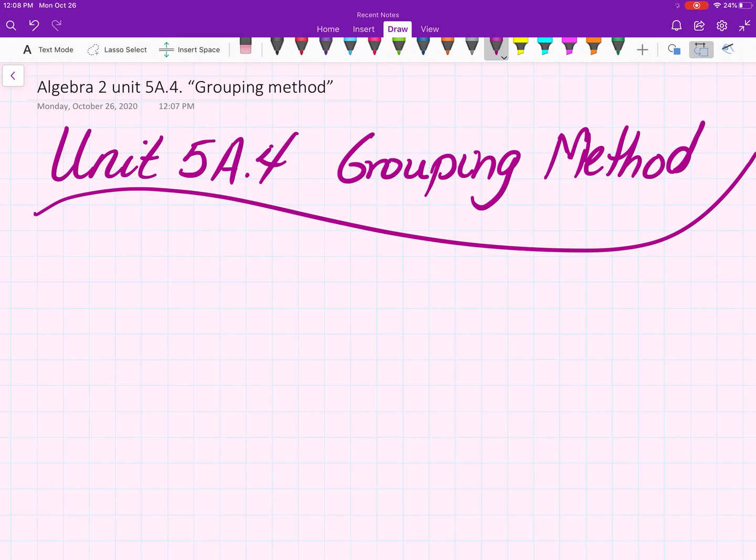Okay, this is the grouping method. This is the one that makes the most sense to me. However, it does have some extra steps that some people don't like. So it's very linear, it's not very visual, and so some people really don't like it, so you might want to look at the box method.